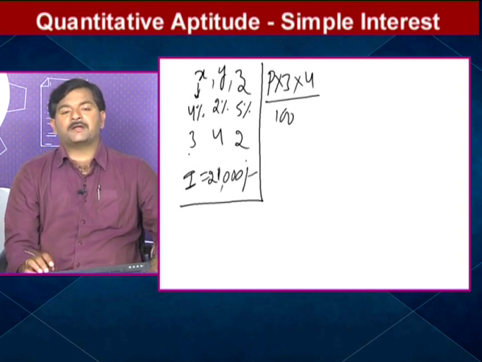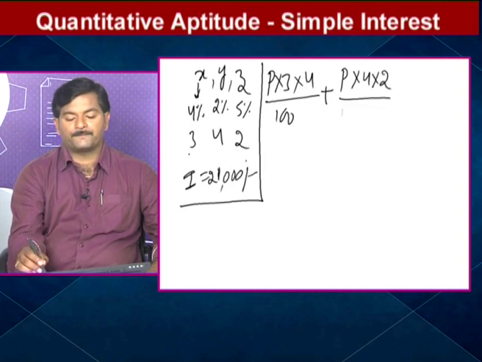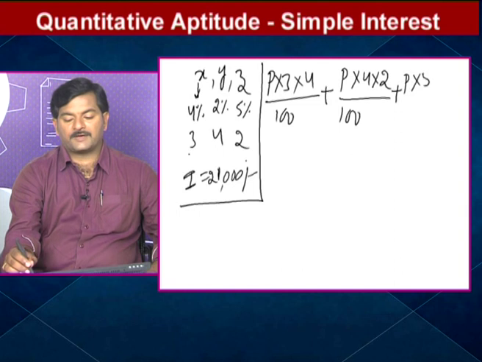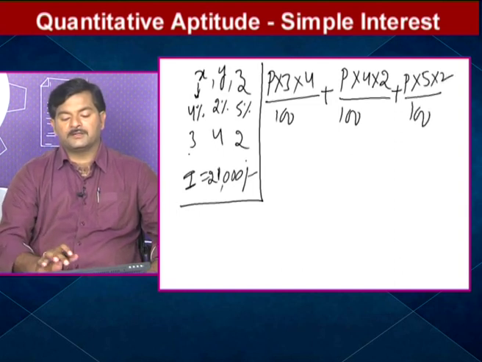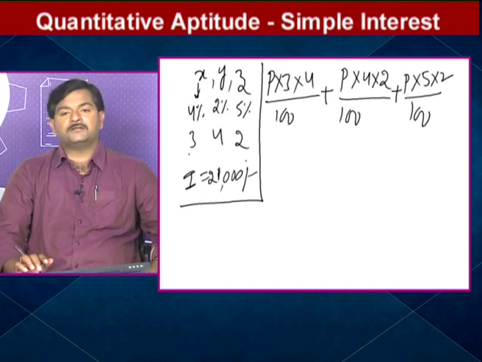This is the interest obtained from the first case. And in the second case again P, T value is 4 years, and the rate of interest is 2 by 100. Similarly, in the third case, P, the rate of interest is 5, and time is 2 years, by 100. So this is the interest from the first case, the second case, and the third case.